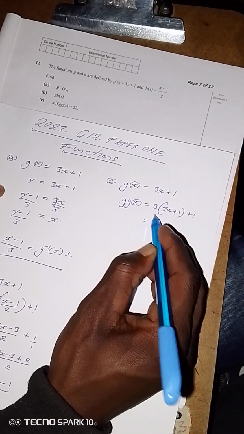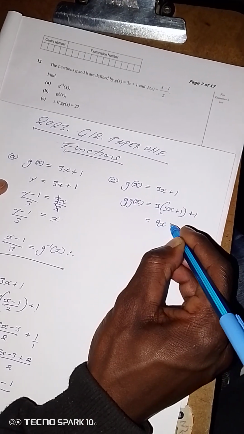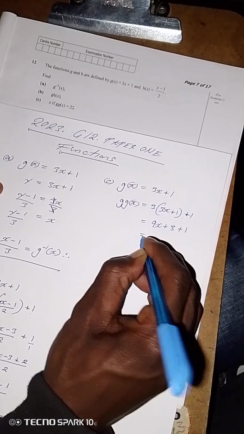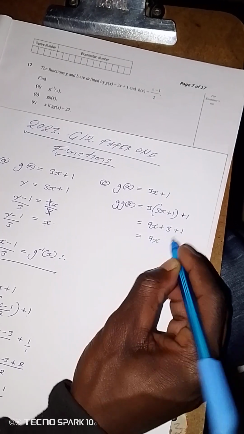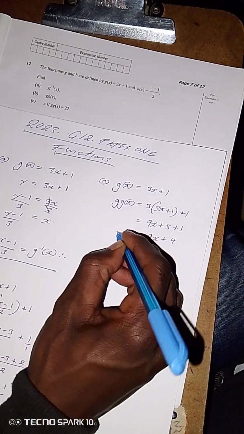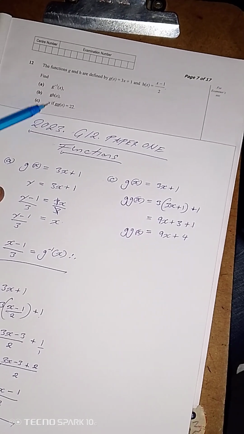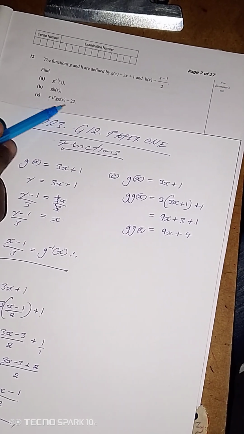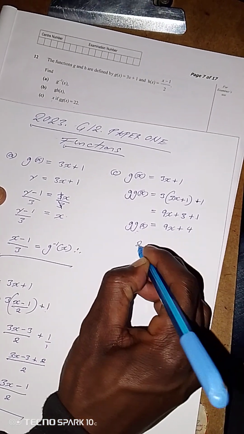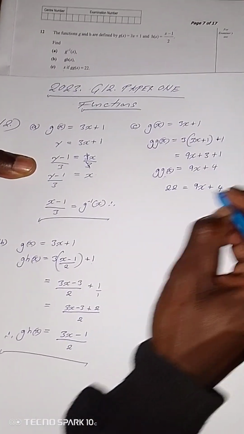Now let's multiply. 3 times 3x is 9x, plus 3 times 1 is 3, plus 1. 3 plus 1 is 4. So gg of x equals 9x plus 4. Now they have said that find x if gg of x equals 22. So meaning here you put 22, so it's going to be 22 equals 9x plus 4.